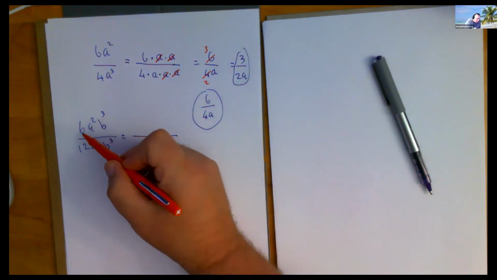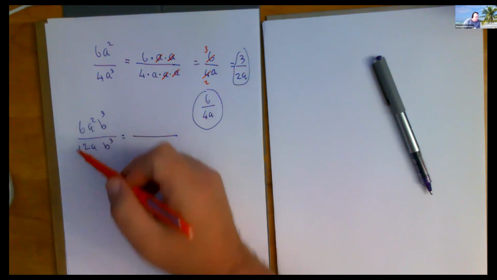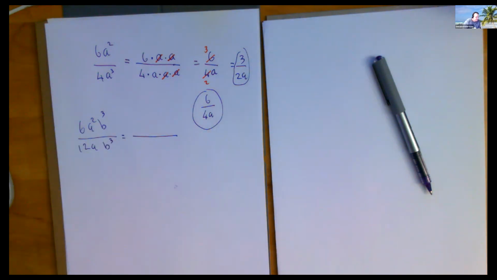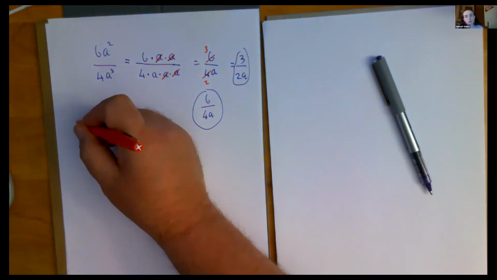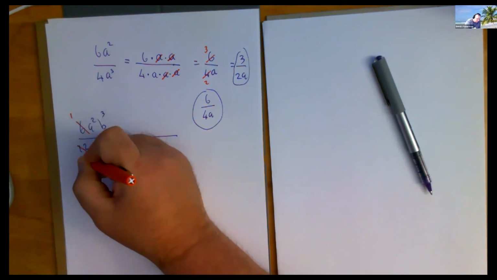We'll focus on the numbers first. Can I cancel the 6 and the 12 in any way? Is there a number that divides 6 and 12? Yeah. Would you agree that the best number is 6? And that's what you get.